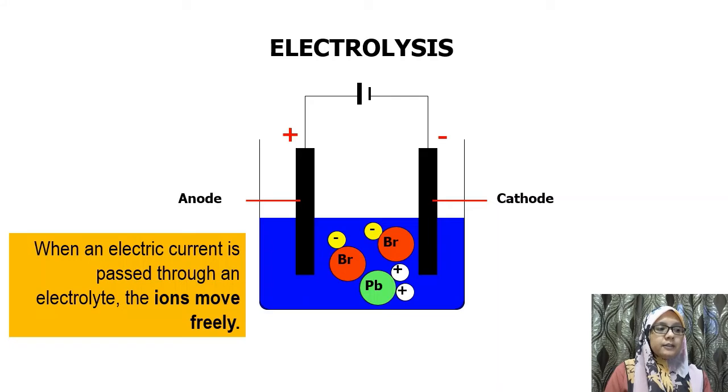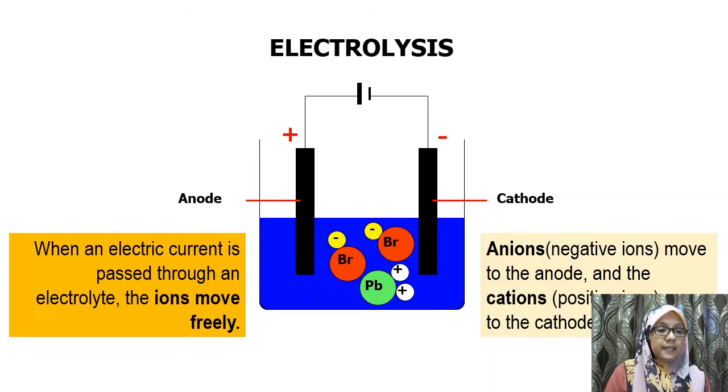When electric current passes through an electrolyte, the electrolyte is lead(II) bromide, and the ions will move freely. Note that the lead(II) bromide has been melted to produce molten lead(II) bromide. When lead(II) bromide is melted, there is a presence of lead(II) ions and bromide ions. So lead ions, which are positive ions, cations, will move to the cathode, the oppositely charged electrode, while bromide ion will move to the anode. Bromide ion is the anion. It will move to the anode, which has the positive charge. So differently charged ions will move to the oppositely charged electrode.